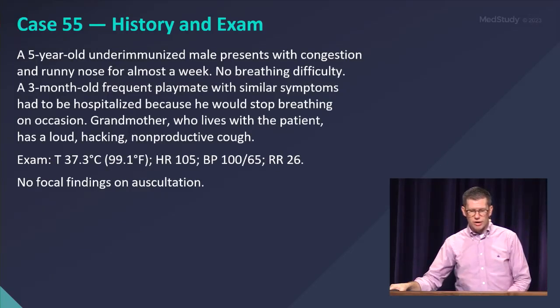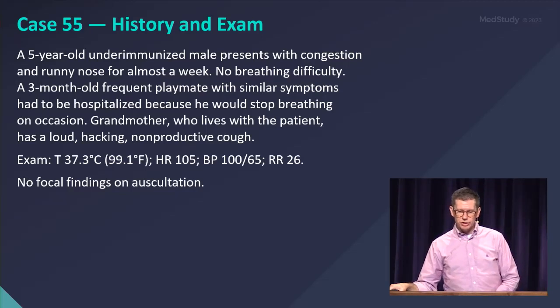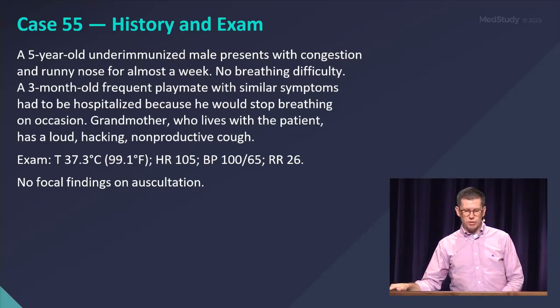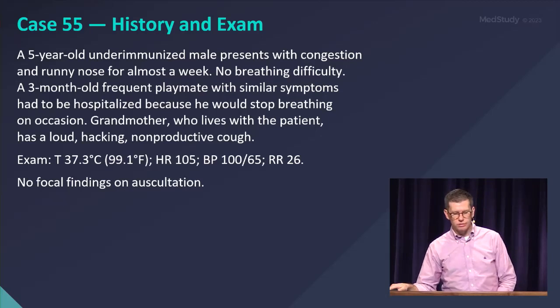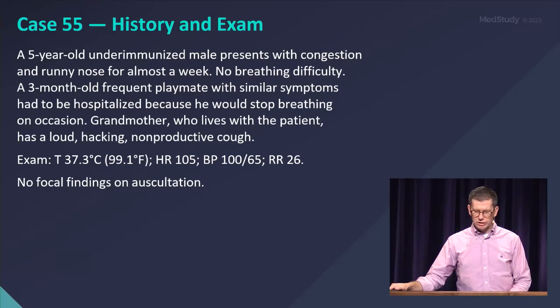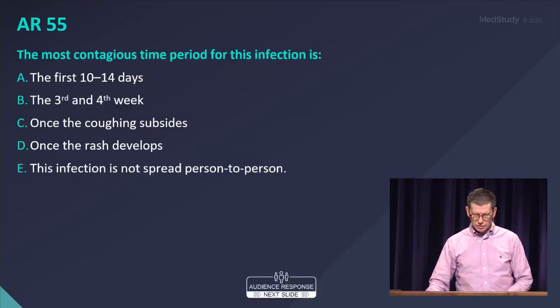A 5-year-old under-immunized male presents with congestion and runny nose for almost a week. The kid has no breathing difficulty. A 3-month-old frequent playmate with similar symptoms had to be hospitalized because he would stop breathing on occasion. Grandmother who lives with the patient has had a loud, hacking, non-productive cough. The exam reveals a temperature of 90.1, heart rate 105, blood pressure 100/65, and respirations 26. There are no focal findings on auscultation.